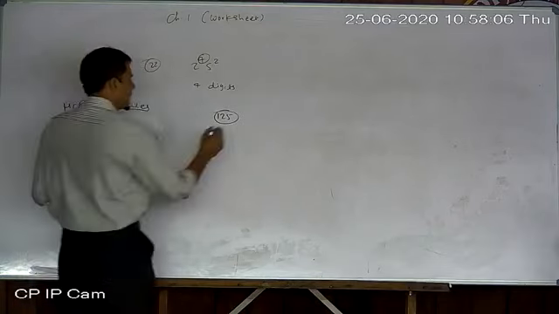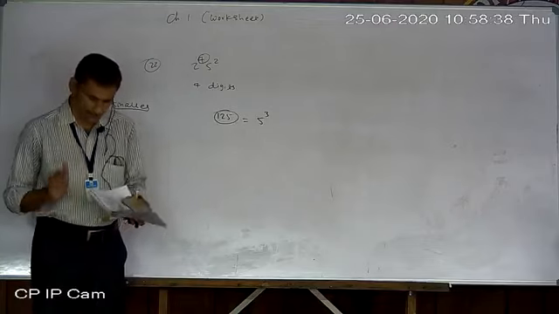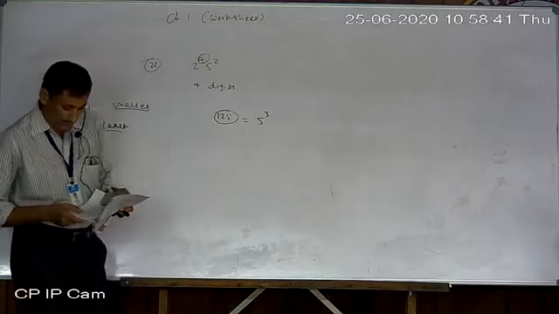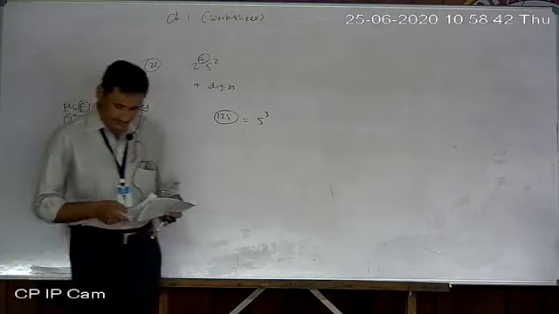25. HCF of 25 and 52 is 1. Obviously, they are co-prime numbers. If you try to factorize them and find the HCF, then the HCF will be 1 only. Okay, so it is true. 26. The decimal expansion of 87 upon 2 raised to 5, 5 raised to 2 terminates after 7 decimal places.